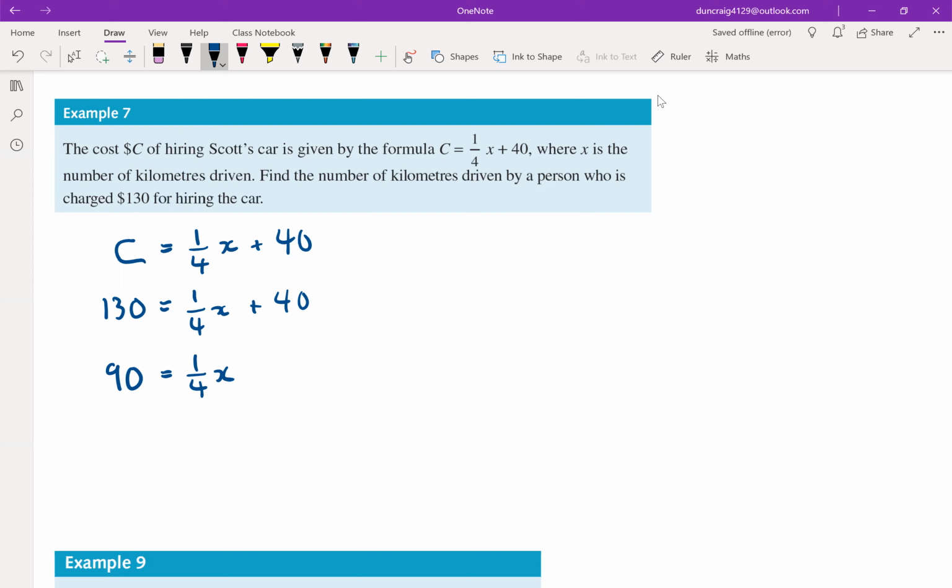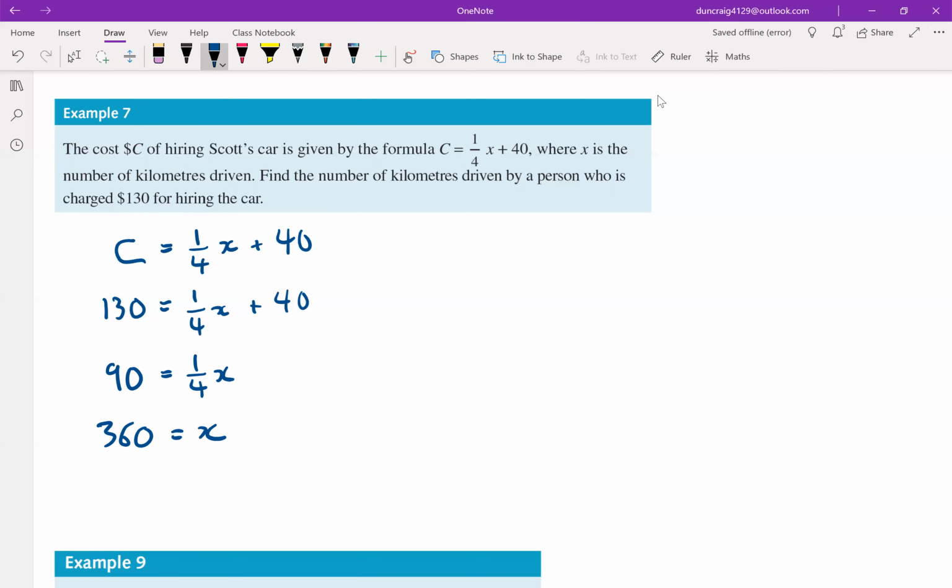Now, to get rid of a quarter is essentially dividing by 4. So I want to times both sides by 4. So 4 nines are 36, so that'll be 360 is equal to X. So basically, the person will drive 360 kilometres and they'll be charged $130 for hiring the car. Bit of a rip-off, if you ask me.